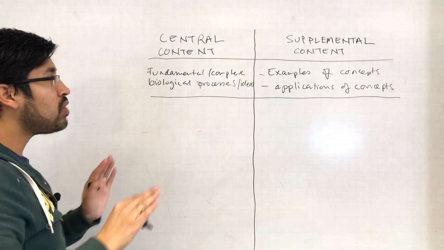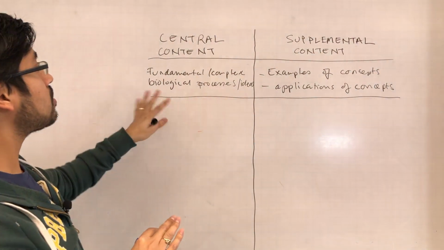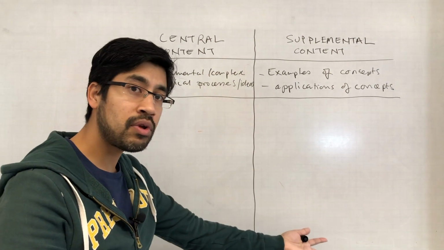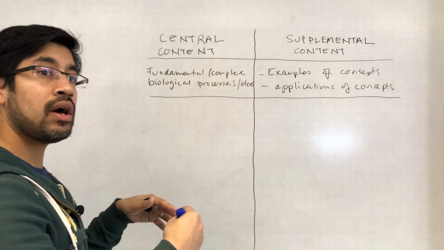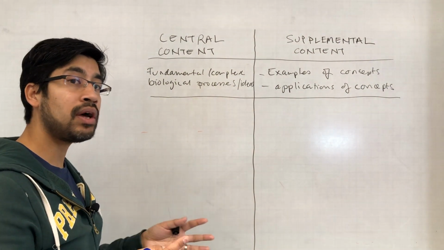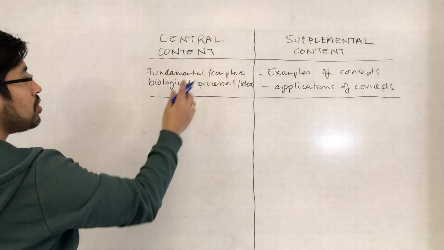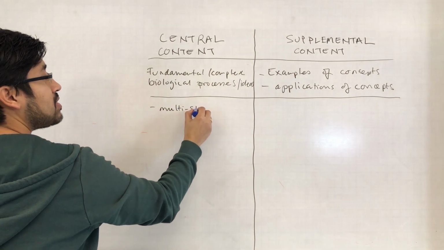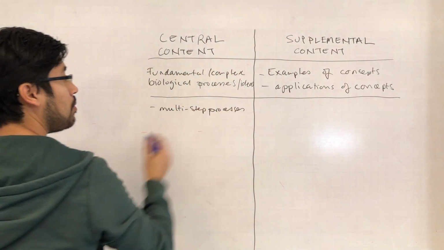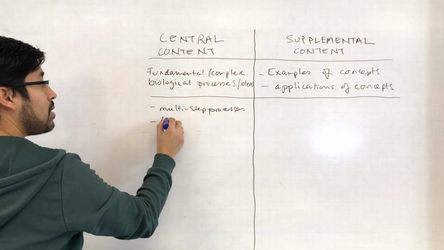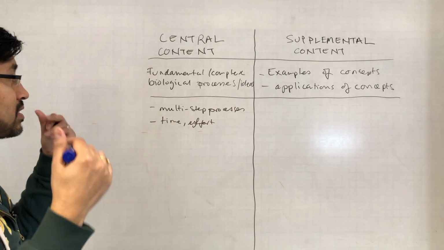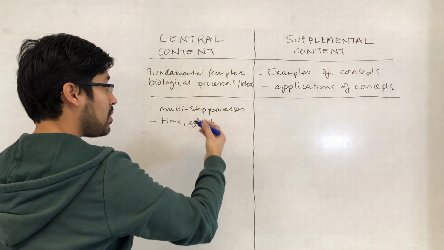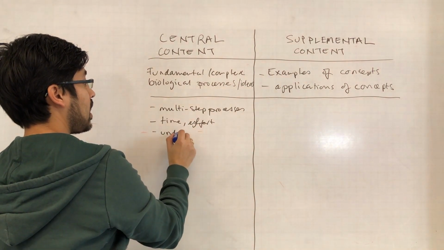So how do you recognize whether you're looking at a fundamental concept or a supplemental idea, something that's more of an example of something, or something that's just there to show how a biological concept can be applied? Okay. Now, central content is usually what I tend to think of as multi-step processes. Multi-step processes, they take a lot of time, they take a lot of effort just to simply understand what's going on. So multi-step processes that take time and effort in order to understand.